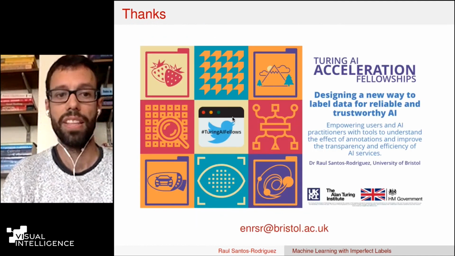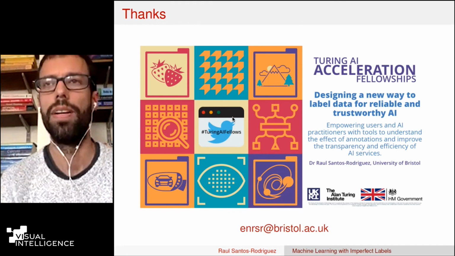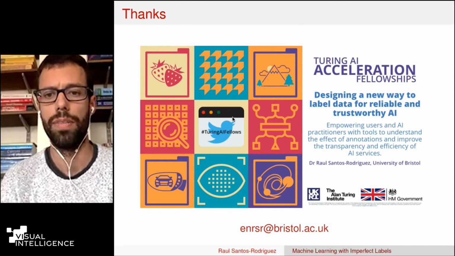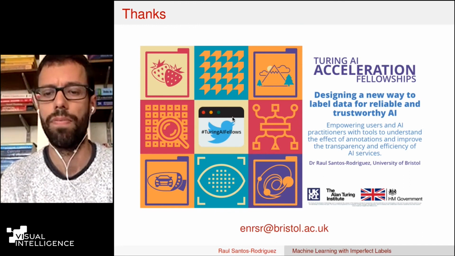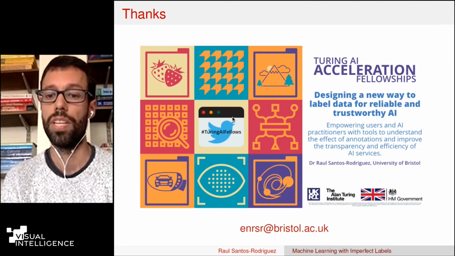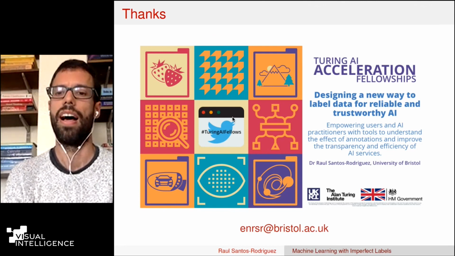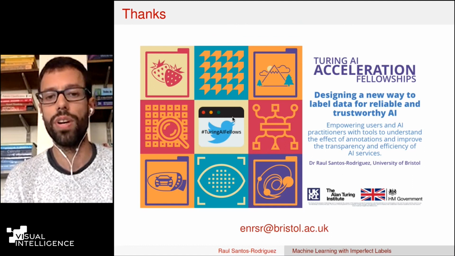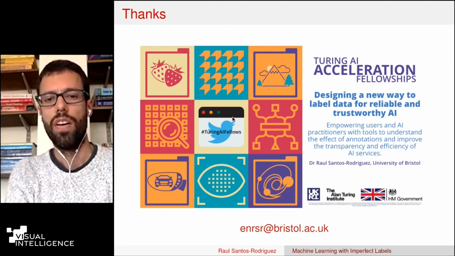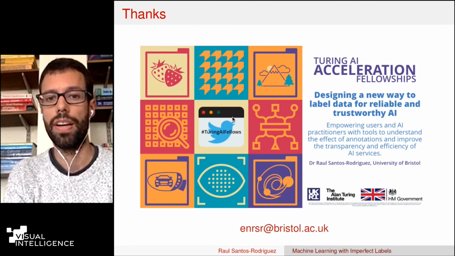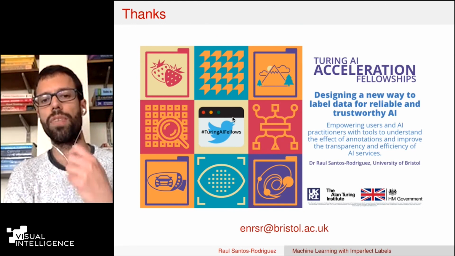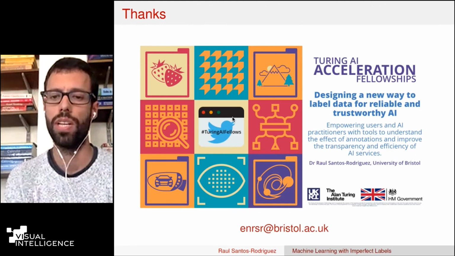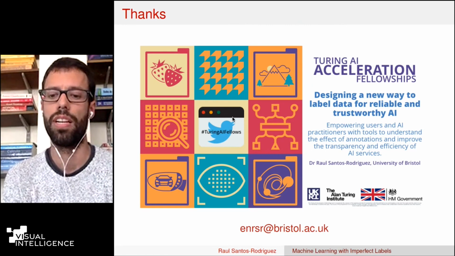And the final thing to say is that this is all being done as part of a Turing AI fellowship, which is a 5-year fellowship from the UK government, and in which we are interested in all aspects of human-centered machine learning and AI, and particularly in ways of giving feedback to machine learning systems using labels and annotations.